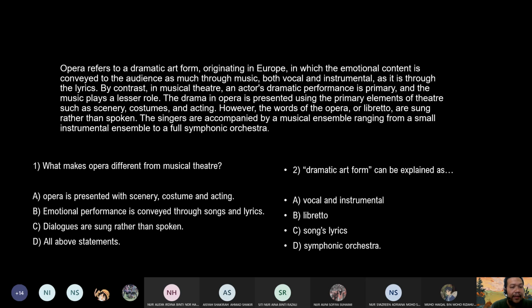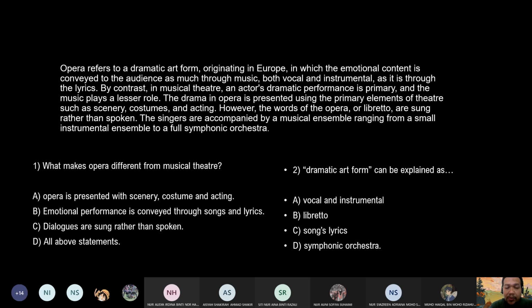Okay, cool. So I think the best answer for this one is actually B. Because it talks about emotional performance conveyed through songs and lyrics. In the reading questions, the answers are quite similar, so you have to really focus on the keyword. A could maybe be the answer, but some say B, some say A, so I would say B.